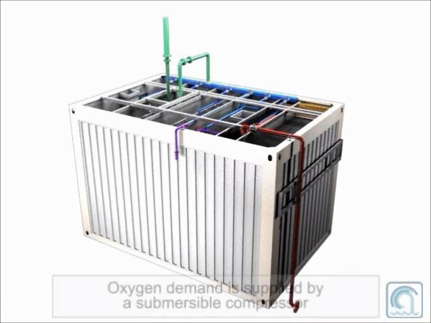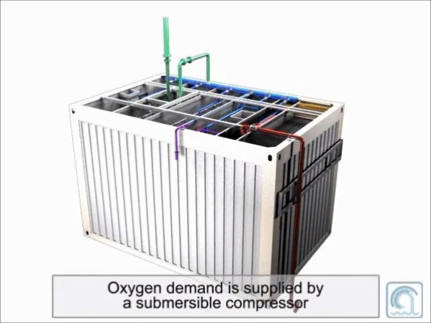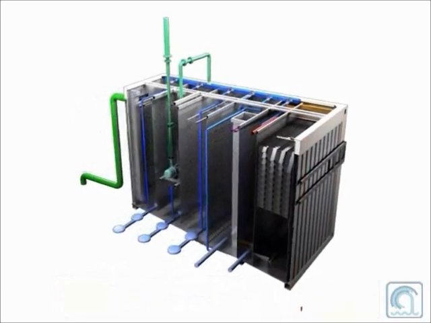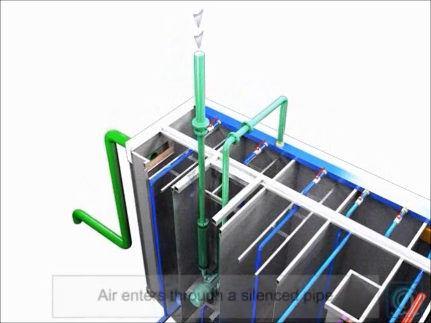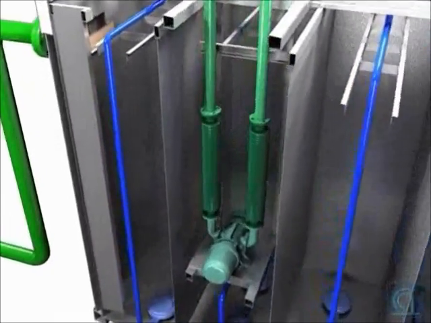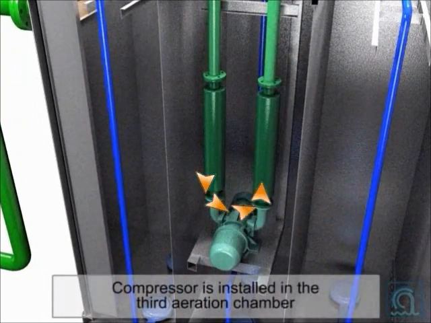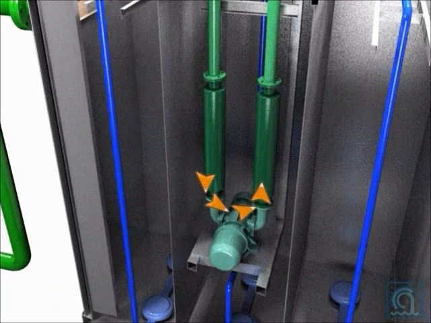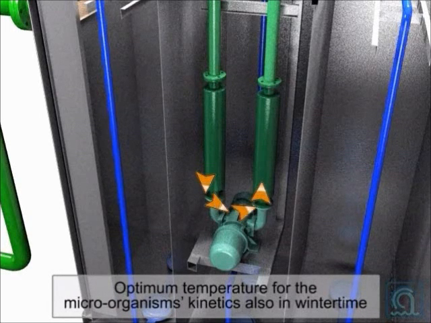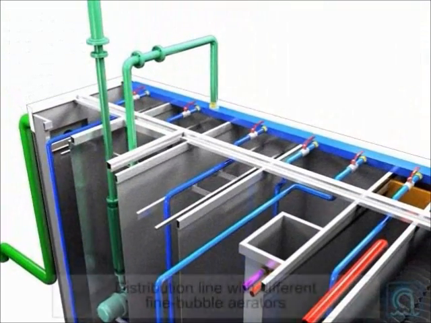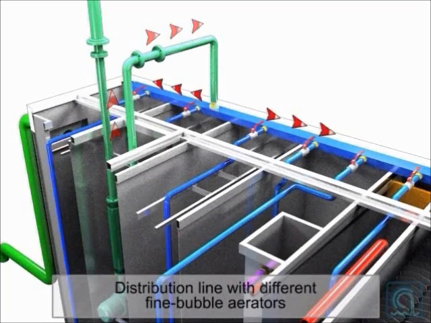The oxygen demand required for the treatment process is supplied by a submersible compressor. Air enters through a silenced pipe. The submersible compressor is installed in the third aeration chamber to reduce noise, keep the treatment plant compact, and keep the compressor running at an acceptable operating temperature. The heat generated by the compressor helps maintain the optimal environment for the microorganisms to flourish, especially in the wintertime. The compressor supplies air through the air distribution line to the diffusers.